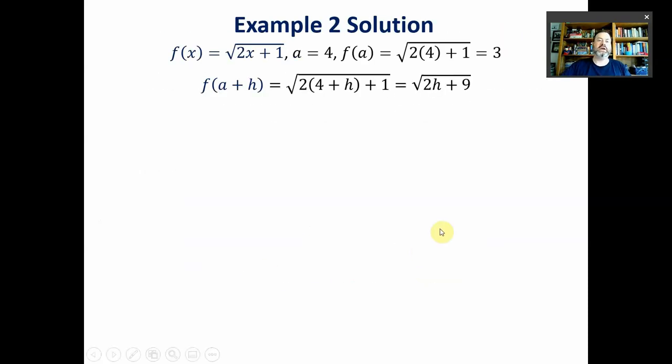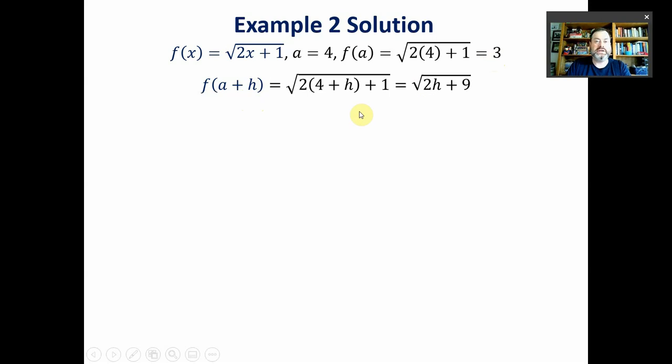All right, so the first thing here, just write down everything we know, right? So we know the function. We know a is 4. We know f of a is f of 4, so we just plug 4 into the function, right? So that's 3. So we know f of x, a, f of a. But we should compute f of a plus h as a separate step.